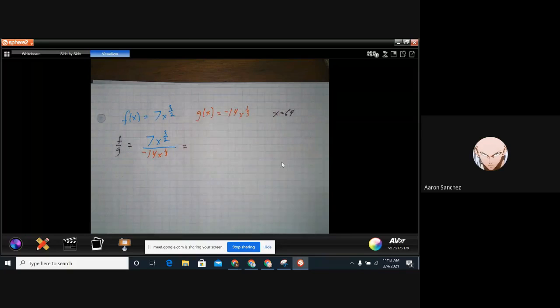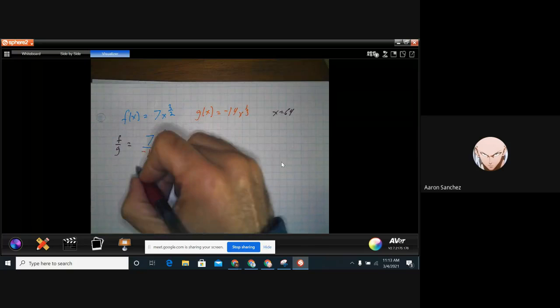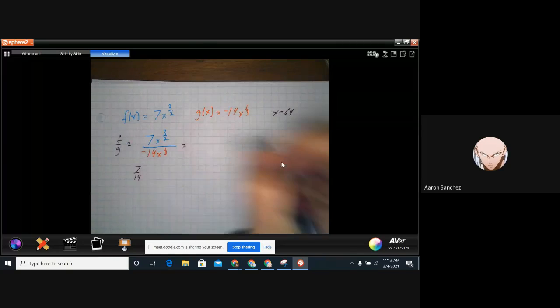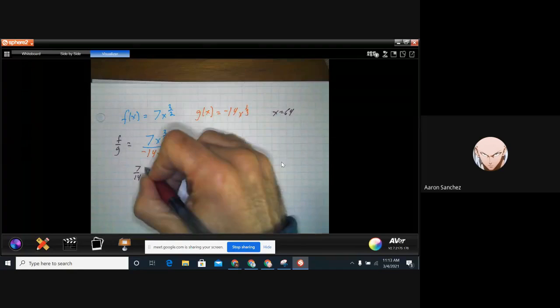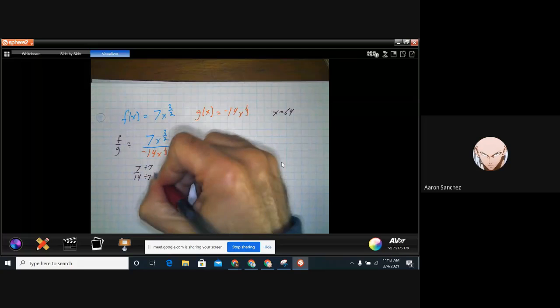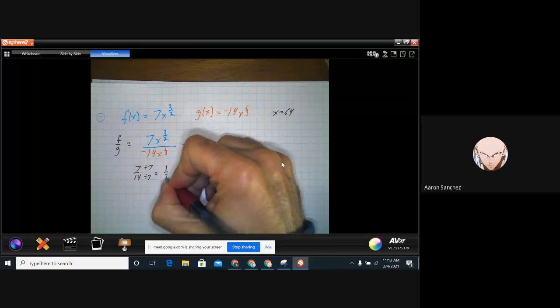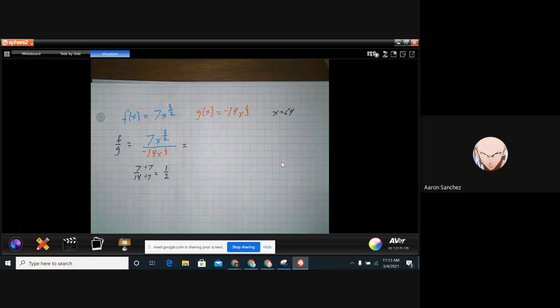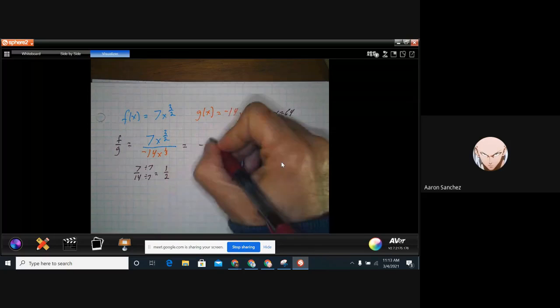Okay, so now 7 over 14, let's think of this as a fraction. 7 over 14 can be reduced to 1/2, both divisible by 7. So let's simplify it. It's going to be negative 1/2 for 7 over 14.